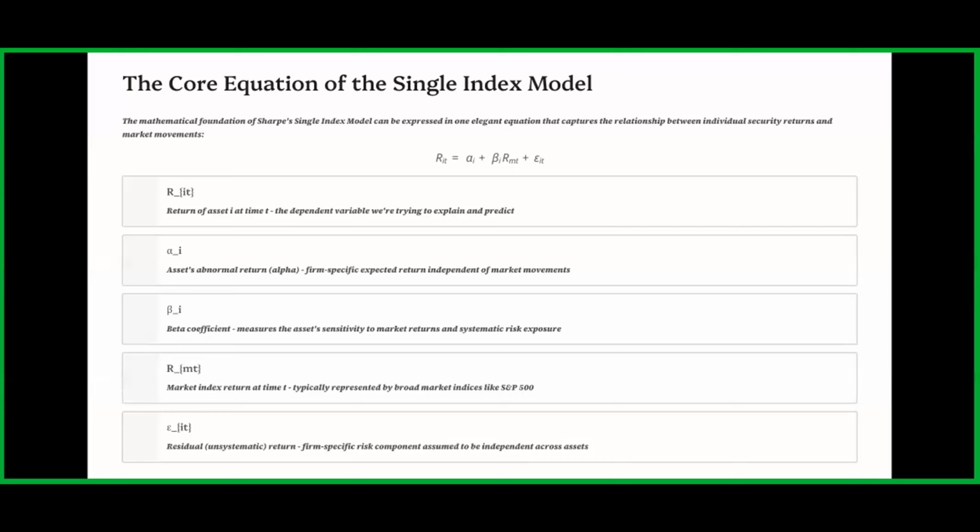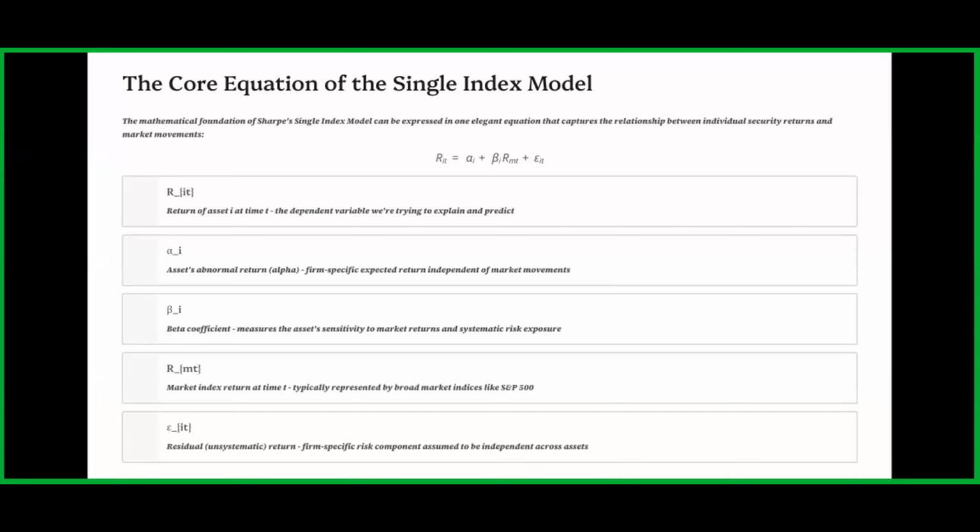So the return is equal to alpha_i. Alpha_i is the asset's abnormal return, a specific expected return independent of the market movement. That return is free from market movement. We can say, in another form, it is the risk-free return. That is alpha_i plus, when we take the risk, beta. Beta, as we know, is the systematic risk. The beta coefficient measures the asset's sensitivity to market return and its systematic risk exposure.